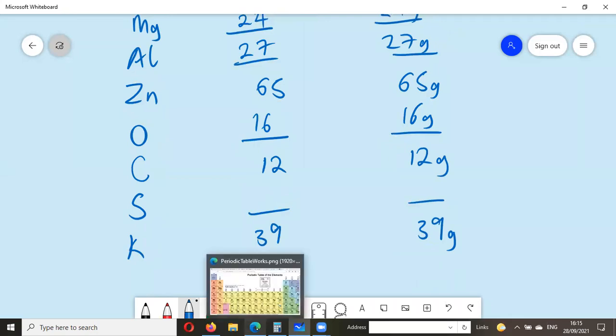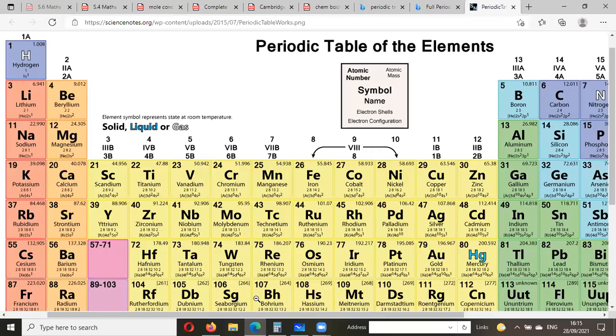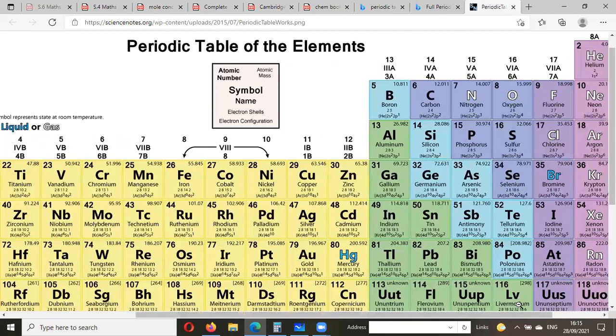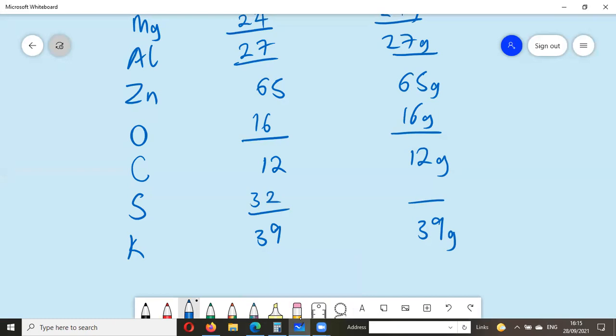Then the next one's sulfur, 32. 32 from what? Sulfur is where? Sulfur is this side, eh? So sulfur, we have 16 and 32. So the atomic number is 16, yeah? Then this is 32. We round off to 32. So this is 32 and 32. So we have that.